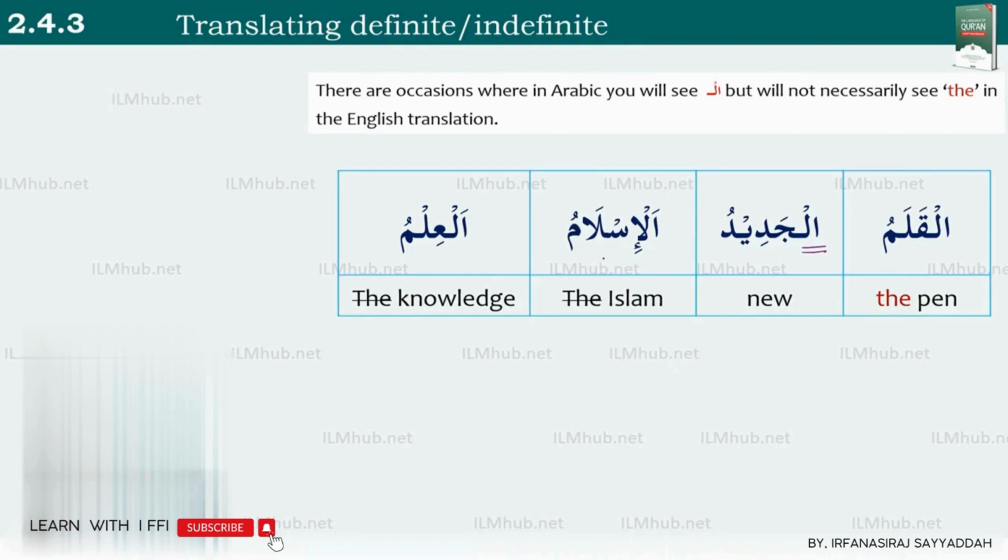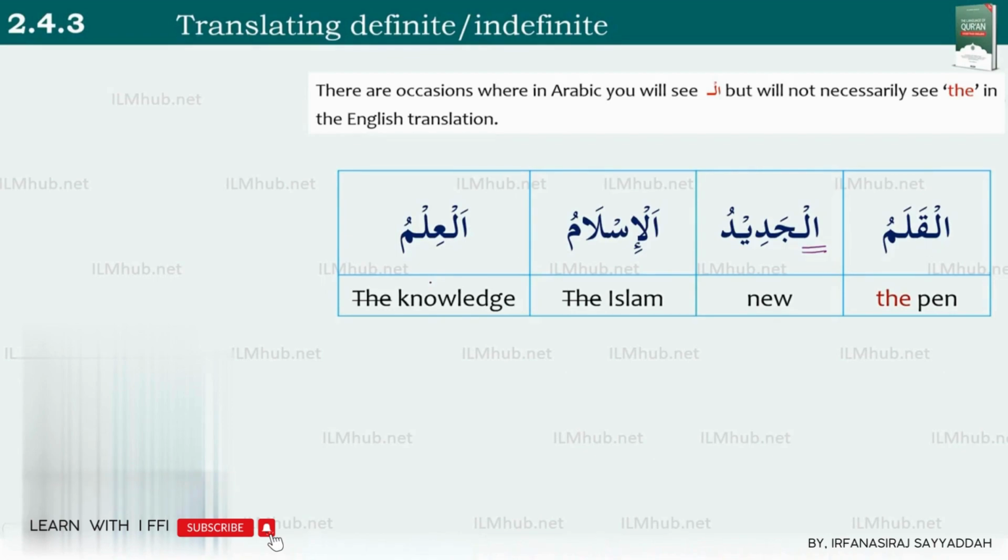And we have al-Islamu. Now, Islam in English is a proper noun, so we don't add "the" in front. But in Arabic, you'll see al in front of it. And there are many other words, for example ad-deenu. You don't say "the deen." Again, there are many like so. And here we have al-ilmu. We don't necessarily need to say "the knowledge." It will depend on the context. So please note, when you see al, it is not always necessary that you'll have "the" in the translation.